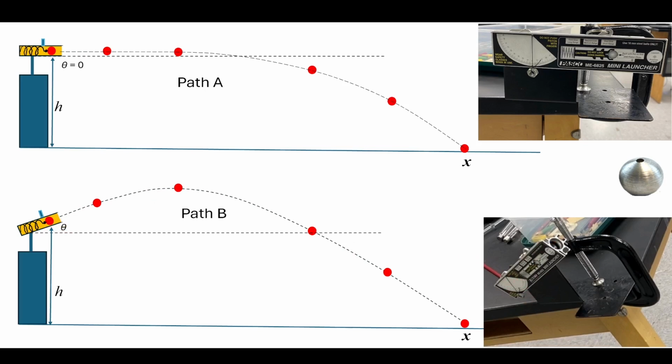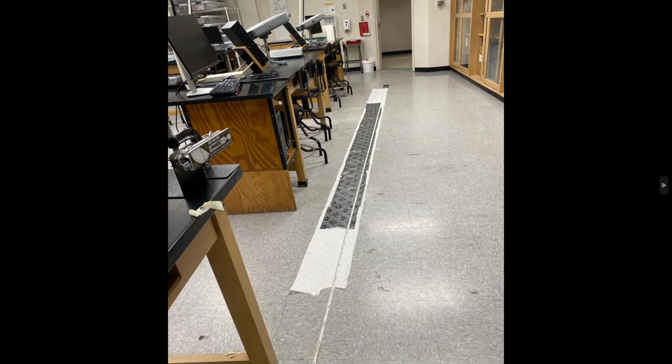Okay, let's first carry out the experiment to determine which path will allow the ball to travel further and collect data. After that, we will do theoretical analysis. Hopefully, the experimental data will agree with the theoretical analysis. This is the setting of the experiment. The launcher will throw the ball, and it will fall on the black carbon sheet, and this will mark the location on the white sheet.